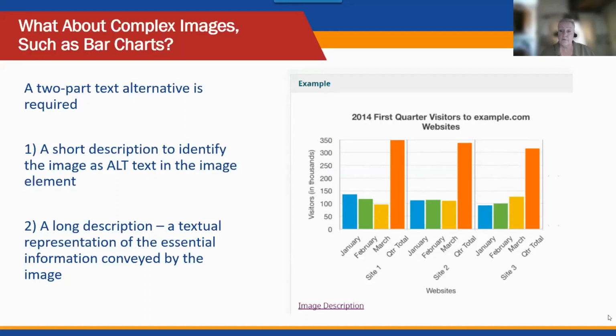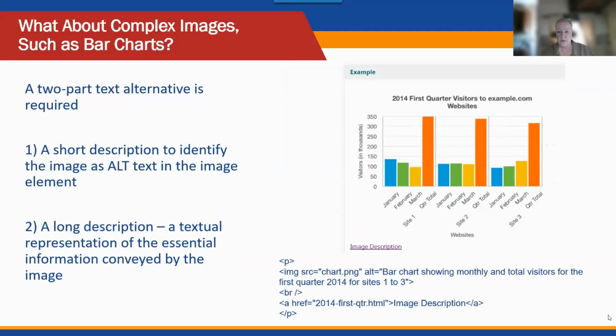So here you'd have your chart. It would have an alt text associated with the image. But then you'll notice at the bottom left corner of the chart, you have a link for image description. This would link to the longer description. So here's the code. You have your image source, the alt text "bar chart showing monthly and total visitors for the first quarter 2014 to sites 1 through 3," and then the link to an HTML page, which has the longer description.